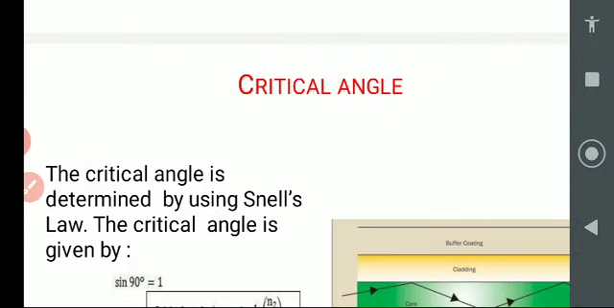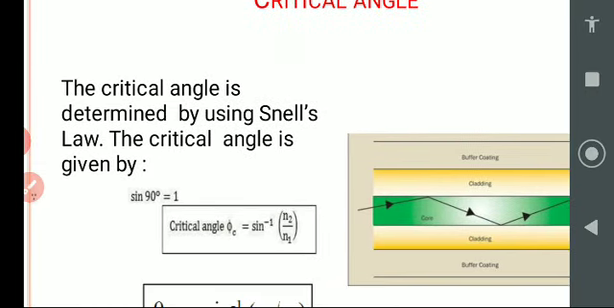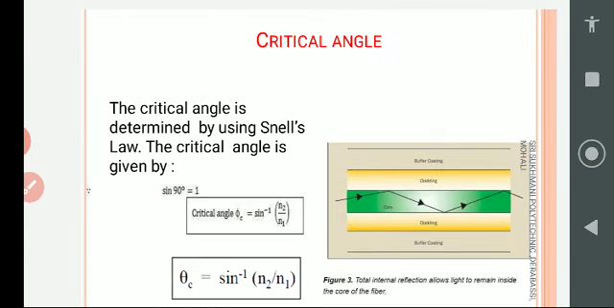Then another parameter is the critical angle. Basically, this critical angle decides whether the incidence light will be converted into reflected light or refracted light. So this is a parameter that is very crucial to find out. But it can be found with a formula which depends upon the refractive index of the core and the clad.